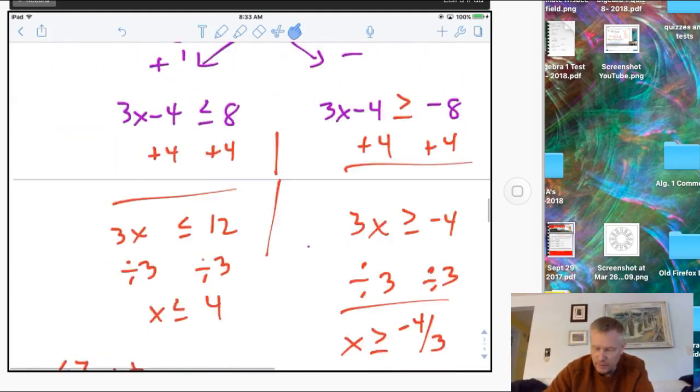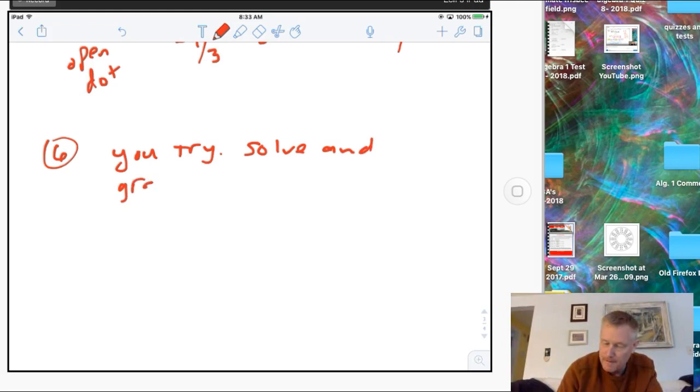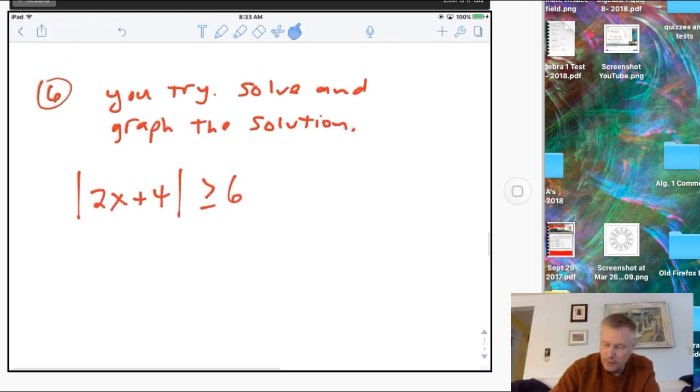All right. Here's number 6. You guys try number 6. We'll do a you try. So you should try this on your own. It'll say solve and graph the solution. And the equation or inequality is the absolute value of 2x plus 4 is greater than or equal to 6. Okay, so you try that one, hit pause, and come back in a minute.